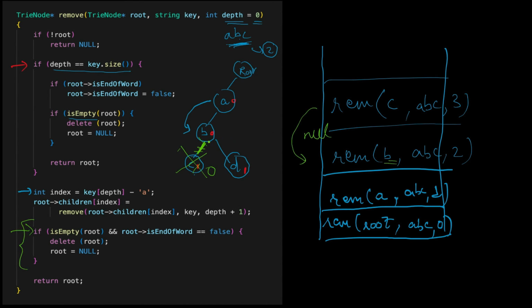So is this root empty? No, it is not empty. So what we'll do, we'll simply return the root here. B means the children will be B itself. Now similarly for A, is this root empty? This is not empty. So we'll similarly return the A here to the root. So is this root empty? No. So we'll return root to the main function. Okay, so this is how we delete.